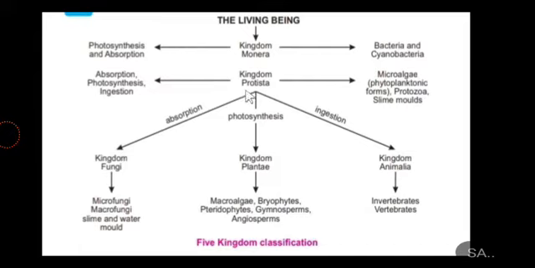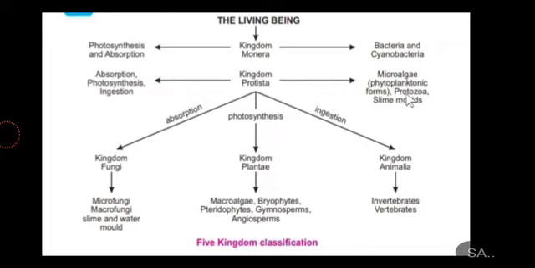The other kingdom was Kingdom Protista. So Kingdom Protista contained all the organisms that were eukaryotes. Okay, so their cell structure was eukaryotic, and they included microalgae, phytoplanktonic forms. These were microscopic forms. Okay, so they are found actually in the sea. Their mode of nutrition was photosynthesis.